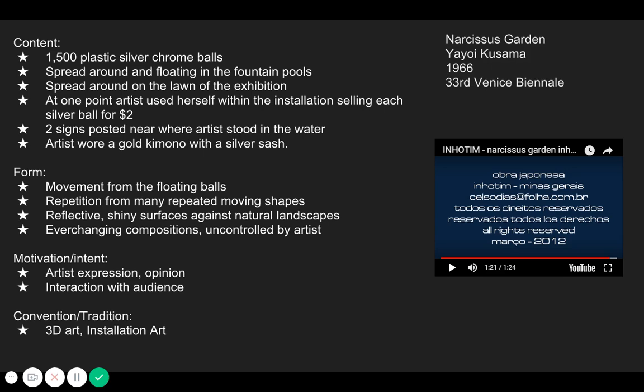The motivation and the intent of the art piece was for artist expression, for the artist to have an opportunity to voice her opinion. So artist voice is the main motivation, and also interaction with the audience. The convention or the tradition of this art piece could be that it is 3D art or installation art.